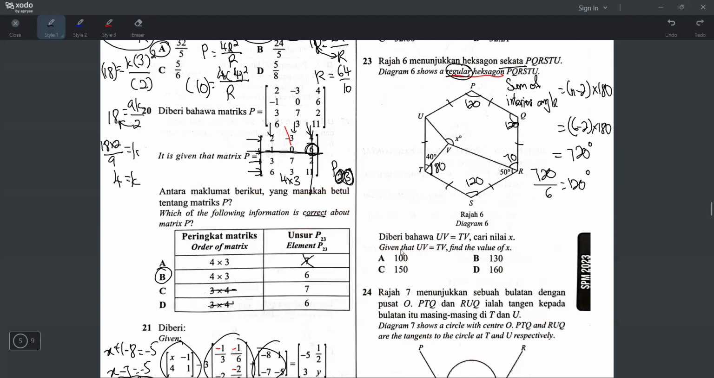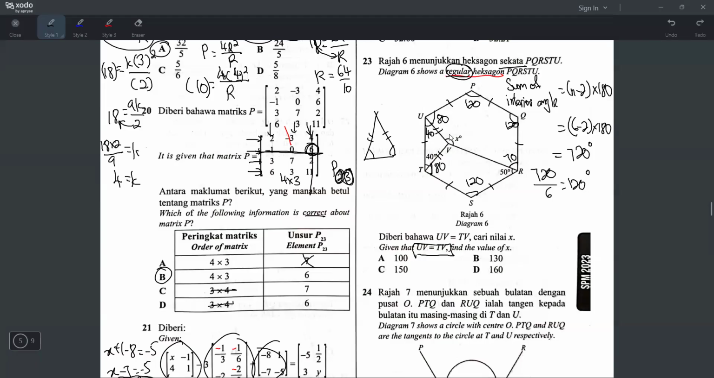Okay, but they got mentioned something here. Given that UV is TV, find value of X. So UV and TV sama panjang. So UV is here, TV is here. If these two lines sama panjang, it means this is an isosceles triangle. Segitiga sama kaki ya. And kalau segitiga sama kaki, sudut sini dengan sudut sini mesti sama. So if this is 40, this is 40 also. And remember the whole angle is 120. So minus 40 dapat 80 sini lah.